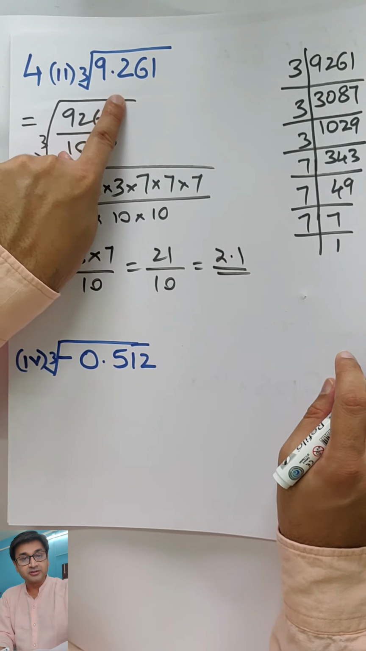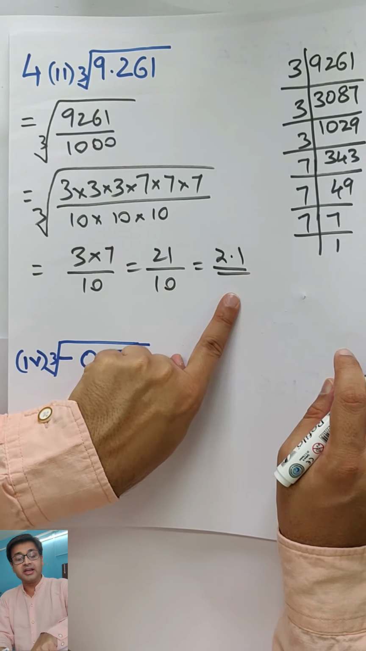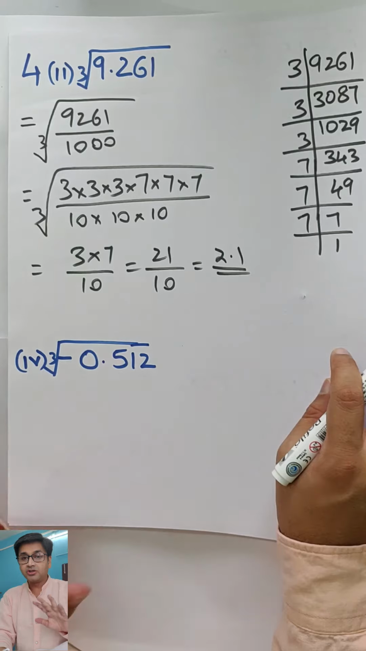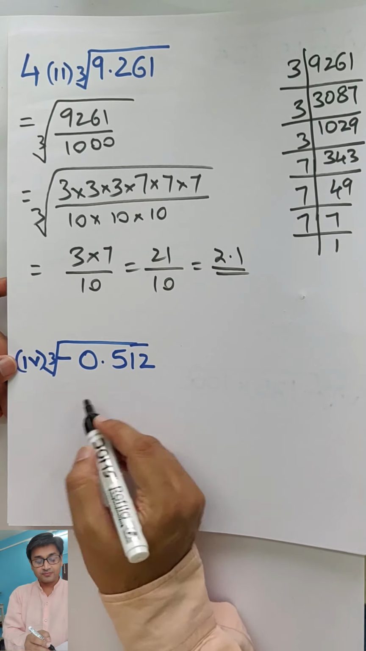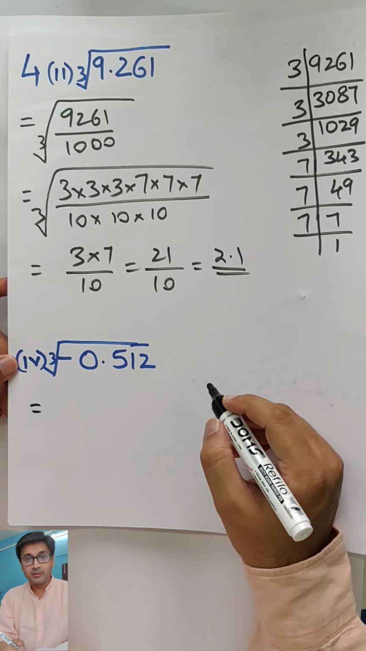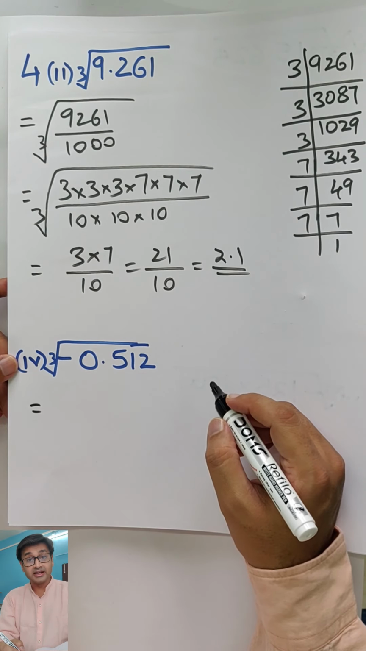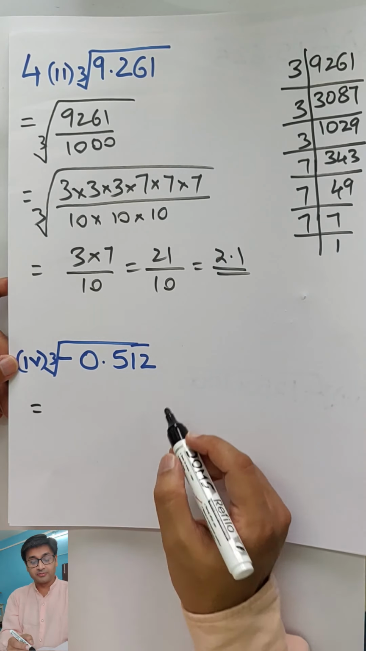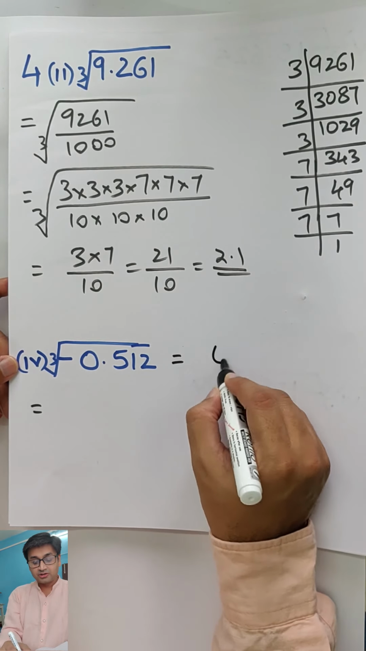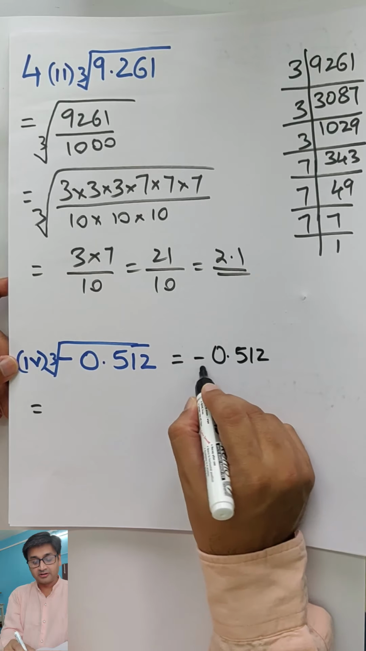So get rid of the decimals here only and only in the end put the decimal back. Otherwise you are bound to get confused with these decimals and you will make mistakes. Come on, next one. 512. Do you remember? Yes, the cube root is 8. So get rid of the decimals first and in the end put it back. Come on your own. So negative 0.512.